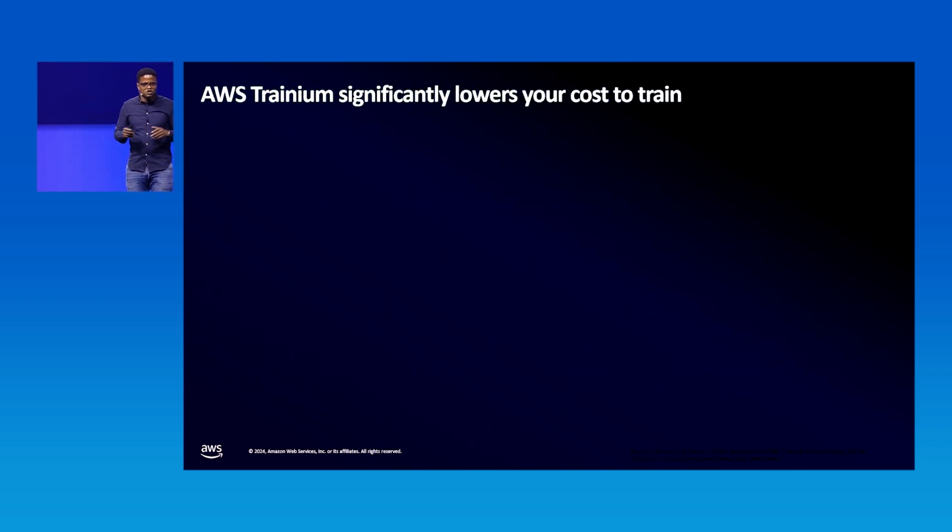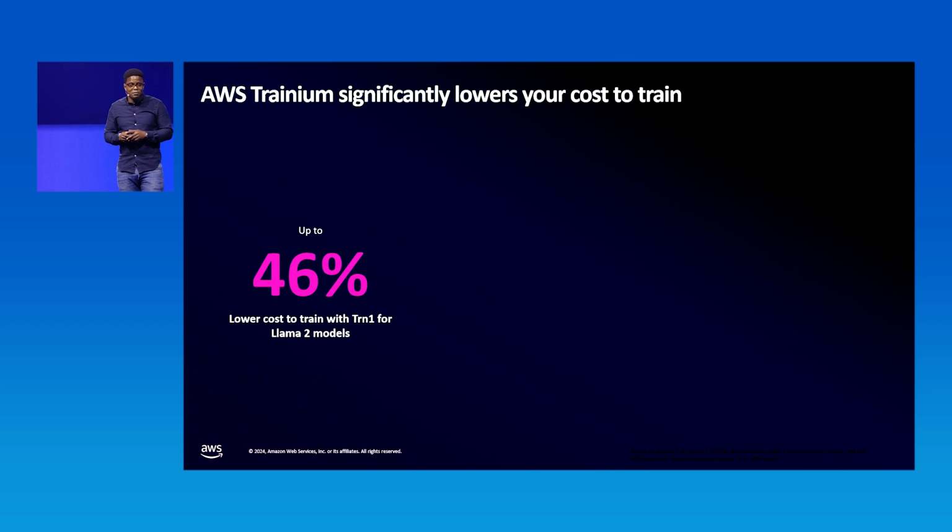So let's put this into perspective. Let's assume you have a company use case where you want to build a chatbot based on your company data, and you have evaluated various techniques and settled on fine-tuning the Llama 2 models to build your company chatbot. So what performance numbers can you expect? On the Trainium, you can expect up to 46% cost savings versus comparable EC2 instances.